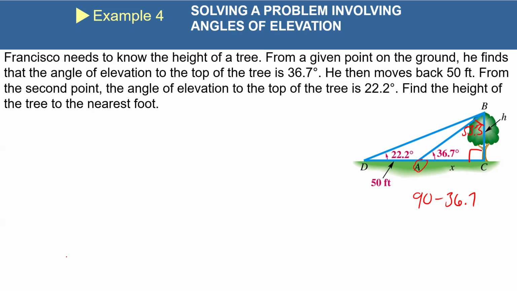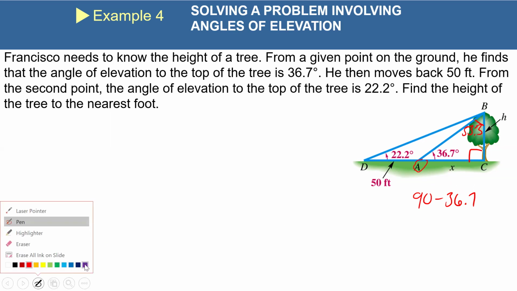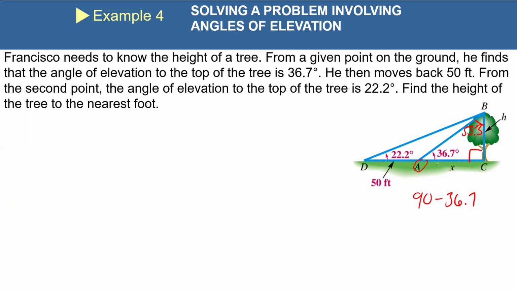Now we're going to find the next angle we can easily find. These 2 angles. Why can I find this angle? It has to equal 180. These are on the same line. They're supplementary, right? So these 2 angles have to equal 180. So we have 180 minus 36.7. And what does that give us? 143.3.